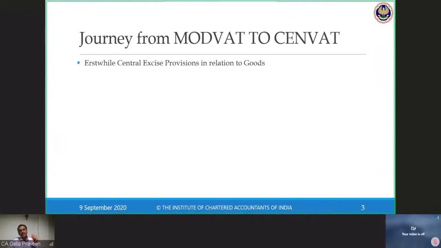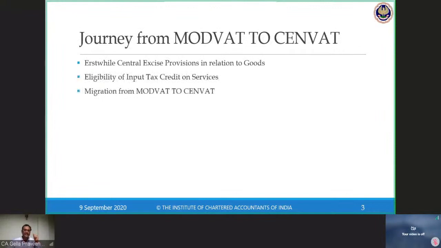Later, when service tax came into the picture somewhere in 1994, where services got added to the central levy, input tax credit on services was separate, and input tax credit on goods was separate. The origination of MODVAT to SENVAT: a manufacturer doing a manufacturing activity was allowed only to take input tax credit on goods. Input tax credit on services was not allowed to be set off against goods per se.